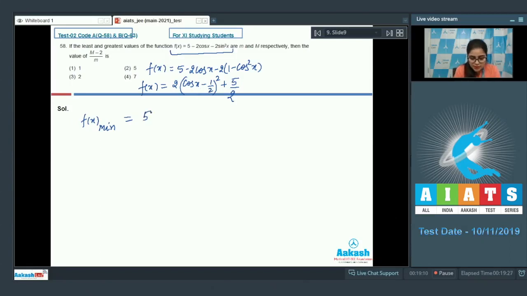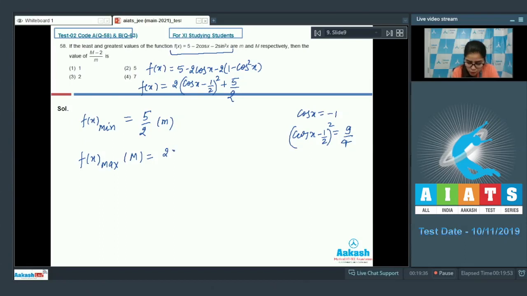So that is minimum value is equal to 5 by 2, which is small m. And for maximum value, this bracket should be maximum. So for that, cos x should be minus 1. So when you have cos x is equal to minus 1, so (cos x minus 1 by 2) whole square is equal to 9 by 4.